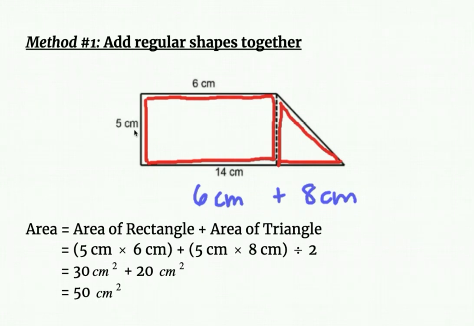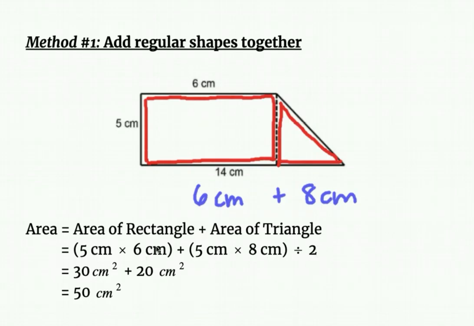So I got the 5 for both shapes, and then the 8 is only from here to here because that's where the triangle begins, where this dotted line is. So that's how we got 5 and 8. And then after we multiply them together, we have to divide by 2.